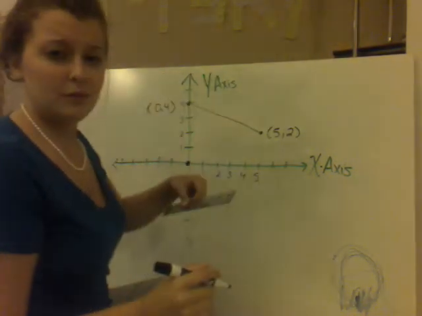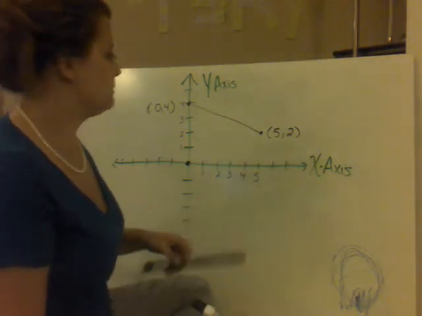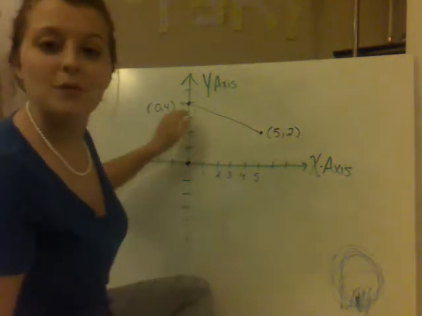I really want to draw on my ruler. I don't know if it comes off. Oh, it comes off. We're good. Okay. But anyway, so I've made a line from one point to the other.